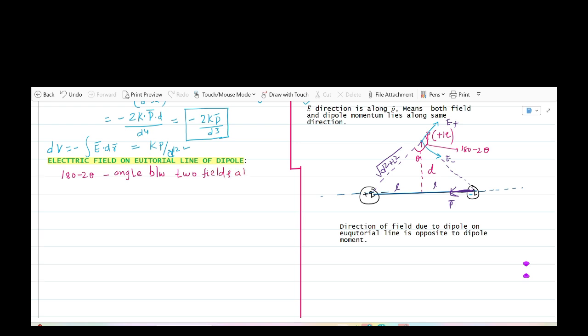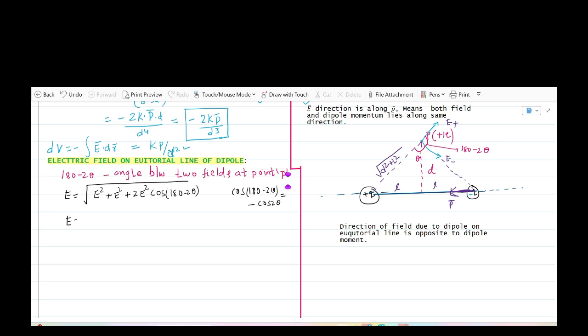Two fields at a point P, or field on unit test charge. Now, so field formula: the resultant field is equal to the root over E square plus E square plus 2E square into cos of 180 minus 2 theta. So 180 minus 2 theta is the second coordinate, therefore cos of 180 minus 2 theta is equal to minus cos 2 theta.